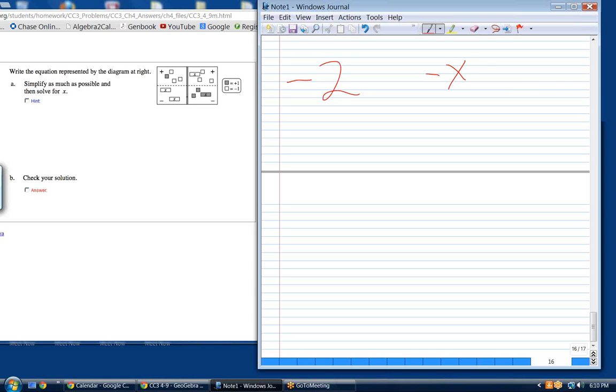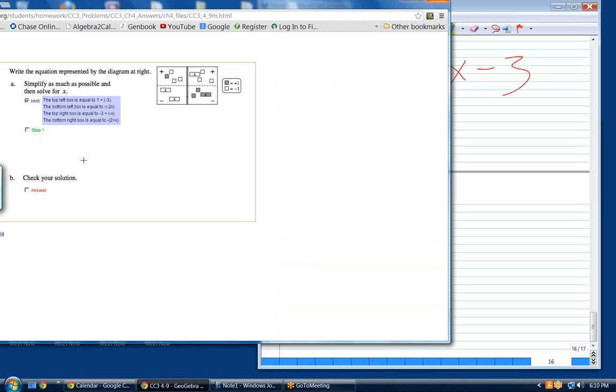In front of the x or after the x? Like this? Here, you can click on the hint if you need to. There we go. I've never seen a problem like this. The top left box is equal to 1 plus -3. The bottom left box is equal to -x minus a -x, so that's how they get minus 2x. Okay, the top right box is a -3, I get that, for these 3, but then plus a -x.